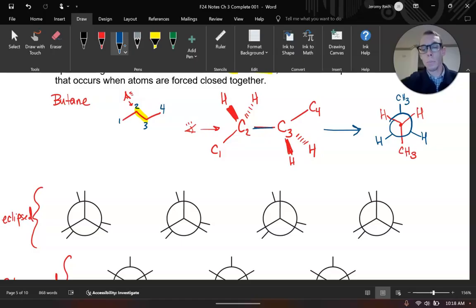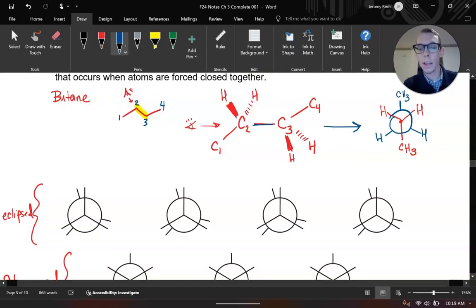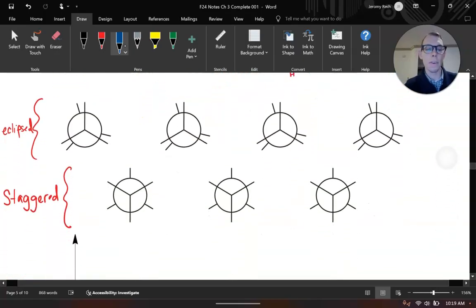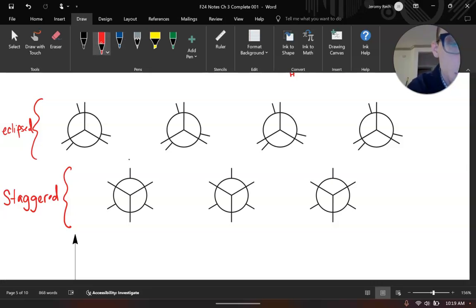Once we have that Newman projection, we can then draw all of the different possibilities. So let's choose one of those to start, and let's redraw that one down here in our very first staggered. We'll stay in red. So we had a CH3, a CH3, and our 2 hydrogens. So that's our very first form.